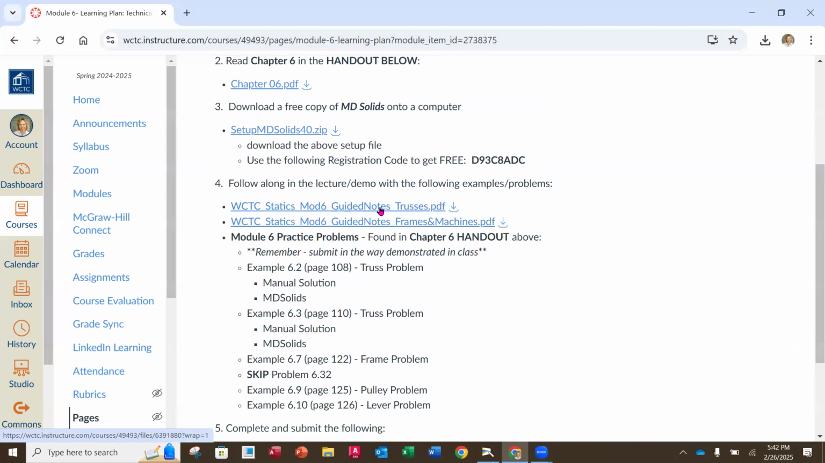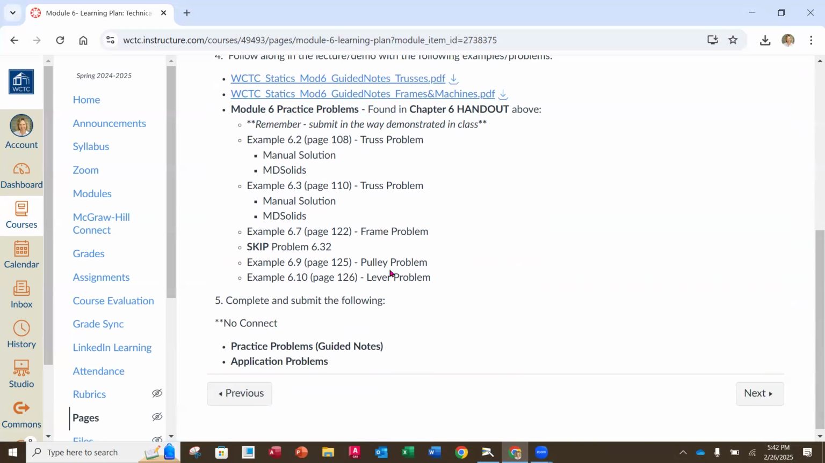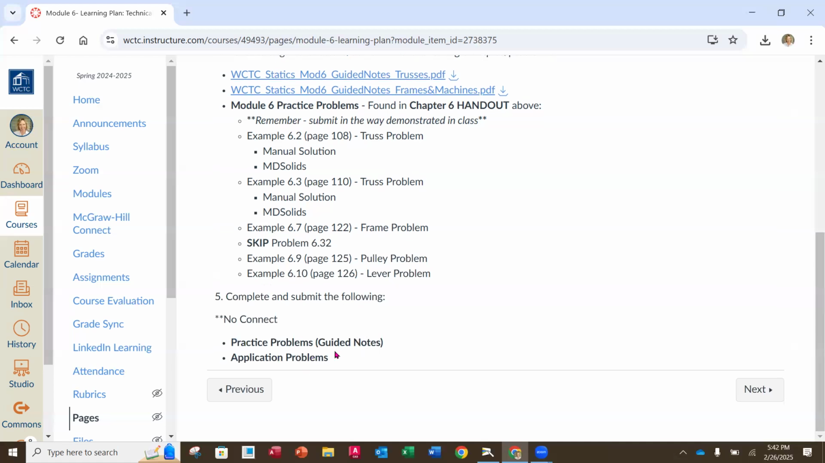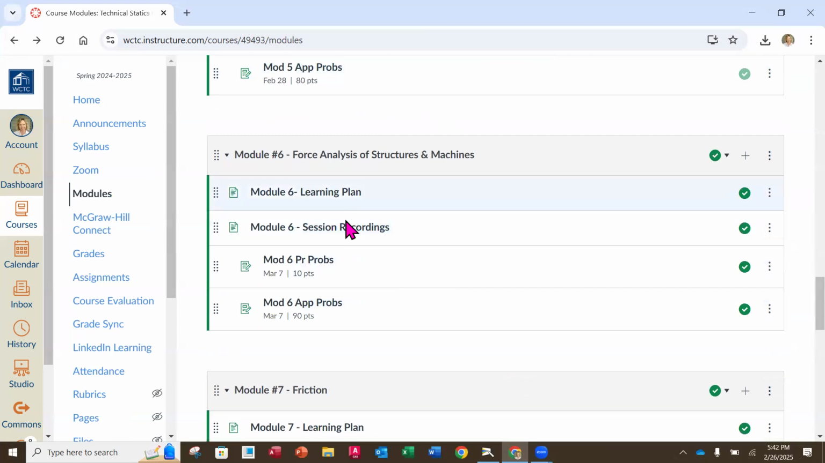We're going to be doing the first one tonight. This is on trusses, and then the second one is going to be on frames and machines. And then these are the practice problems that we're going to be doing, and those are part of the guided notes. So if you grabbed copies of the guided notes, then you can just follow along and fill in as we go. And then the things that you're going to be submitting are going to be the practice problems and the application problems, just like we've done for other modules.